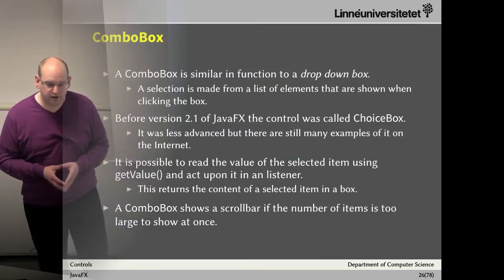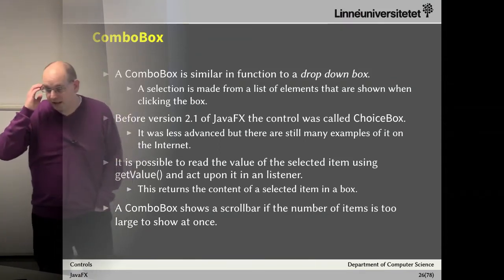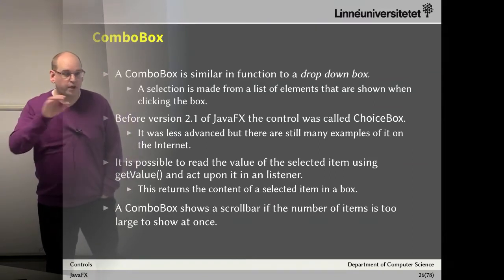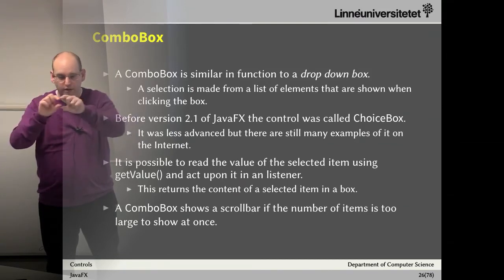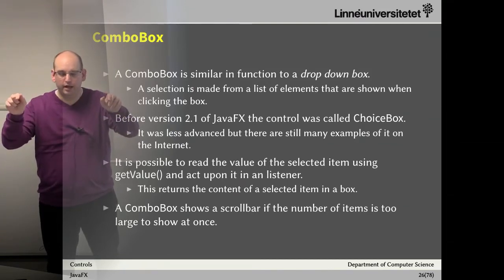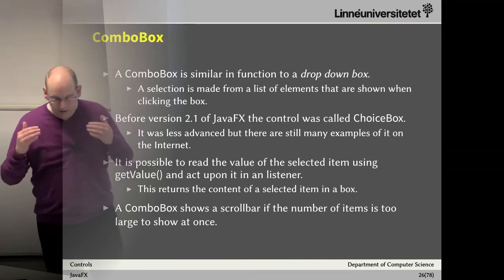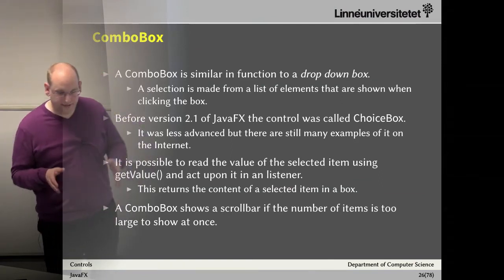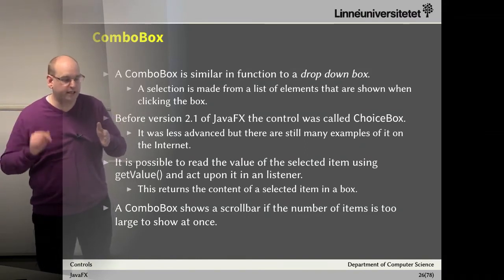Next off, combo boxes, or as we call them in other situations, drop-down boxes. We have a little one-line box, so to say, with a possibility to drop down a menu of different alternatives. So a selection is made from a list of elements, and these are shown by clicking the button itself.